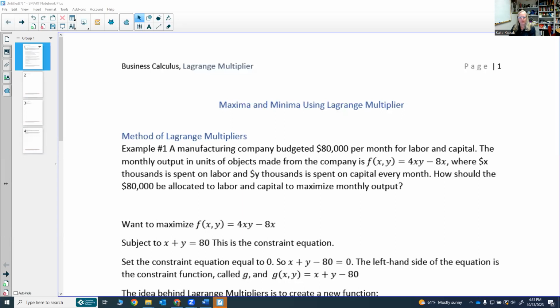We're now going to look at how to find maxima and minima using Lagrange multipliers. The method of Lagrange multipliers.